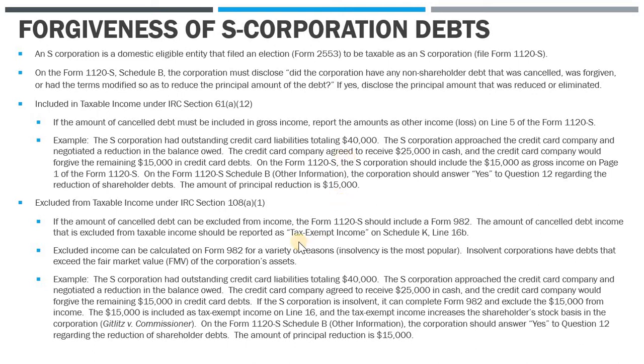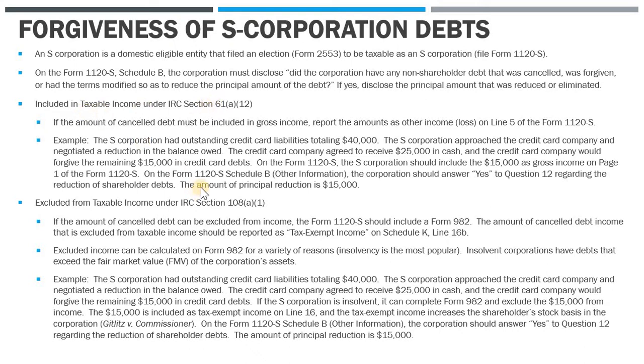The reason why this is important is because if that occurred during the year, there's two issues. One, you have to answer a question in Schedule B, which asks whether or not this occurred and how much of the principal debt was reduced, and two, there's potential income inclusion, right? So on the Form 1120S and Schedule B, the corporation must answer the following question: did the corporation have any non-shareholder debt, so third-party debt, that was canceled, forgiven, or had terms modified to reduce the principal amount of debt owed? If yes, you answer yes, and then disclose the principal amount that was reduced or eliminated from the company's balance sheet.